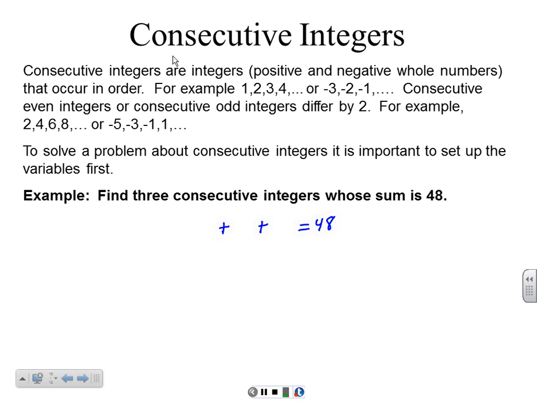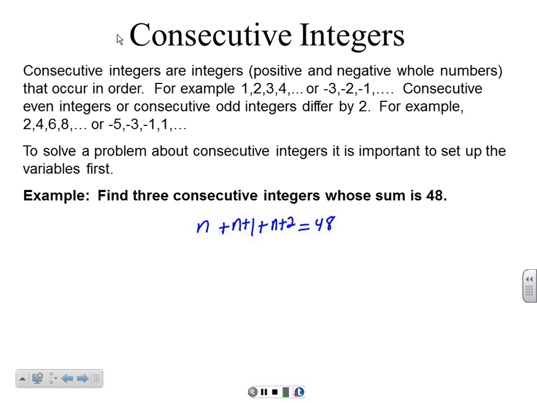If we don't know what the first number is, we're going to let that be n. So if we go to the next number, it would be n plus 1, and then the next number would be n plus 2. Because if we knew that our first number was 3, the next number would be 4, so how do you get there? 3 plus 1 is going to be 4. And then the next number would be 5, so how would you get there? 3 plus 2 is going to give you 5. So that's how we set up a consecutive integer problem.